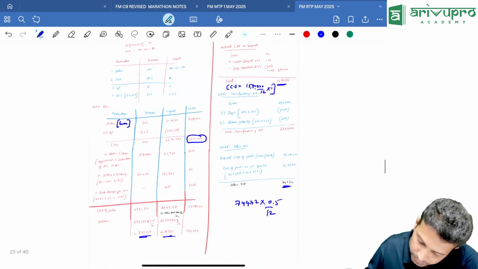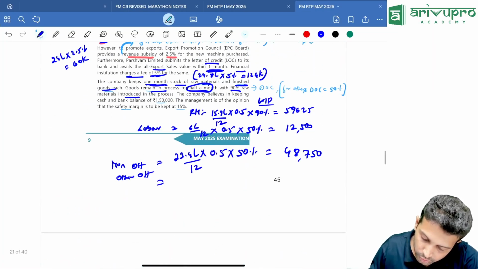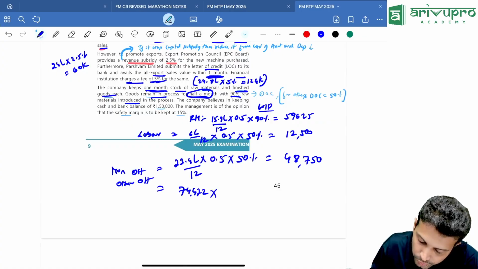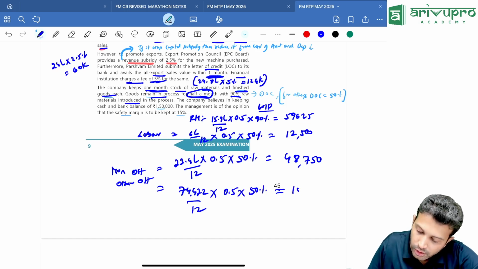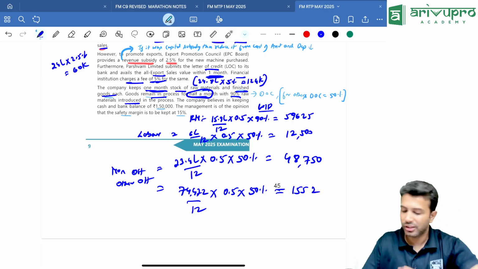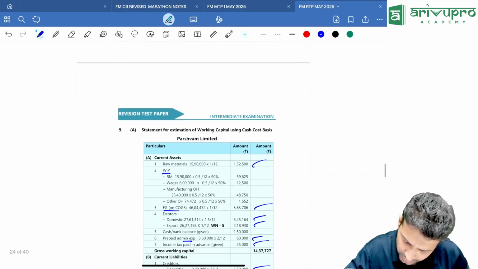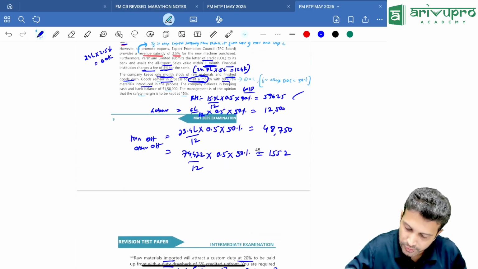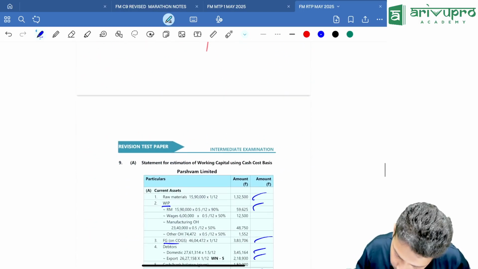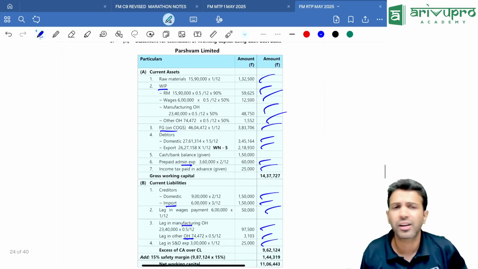What is other overheads? We got it as balancing figure. Other overheads we got as balancing figure 74,472. This is for whole year, meaning 12 months into WIP holding period, which is 0.5 into DOC, which is 50%. How much? 1,552. This number you'll have to plug in the numbers. I don't know whether they have calculated separately or totally. How much is the number we're getting? Remember? 59,625, 12,500, 48,750 and 1,552. Same number. Okay.